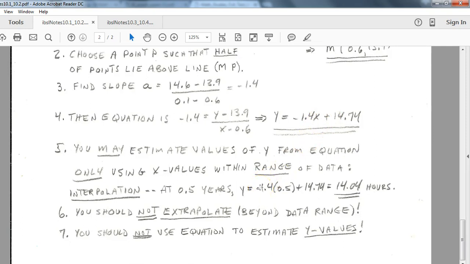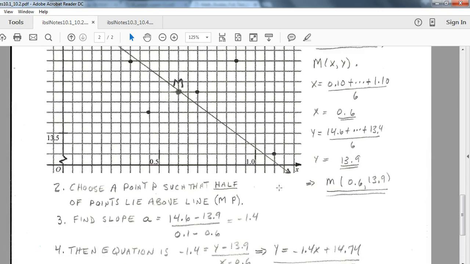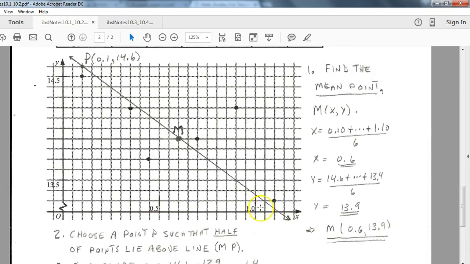Big idea with this: if I am using a data point like 0.5, look at my line here for a minute, you'll notice that 0.5 is within the range of my data. If my lowest point was at 0.1 and my highest point is at 1 point whatever, then 0.5 is certainly in between those data values, so we call this interpolation. If I am subbing in a number that is within the range of my data, we call that interpolation.